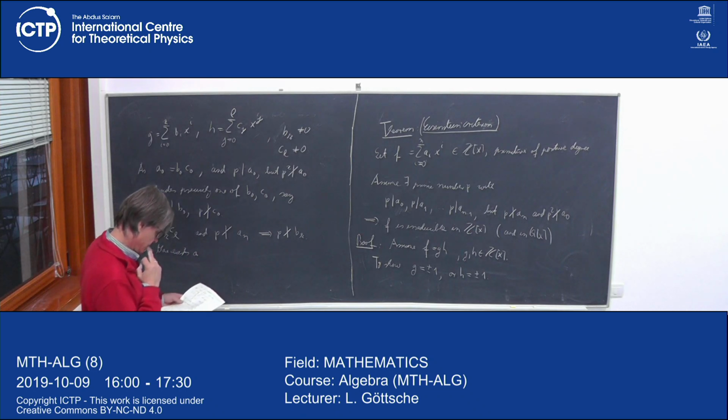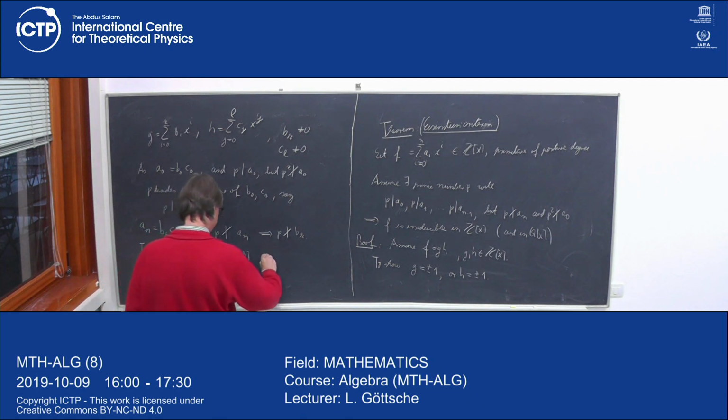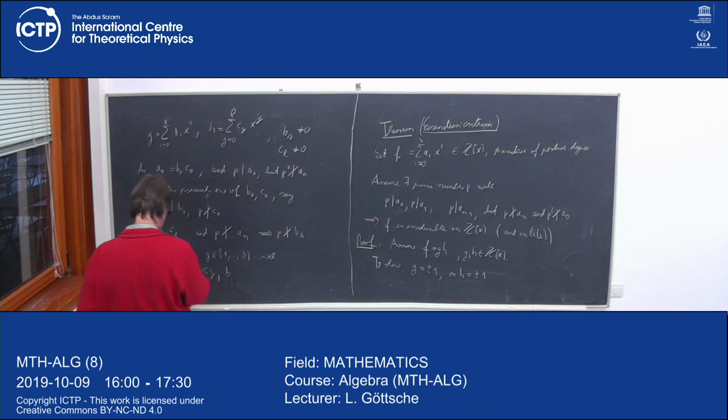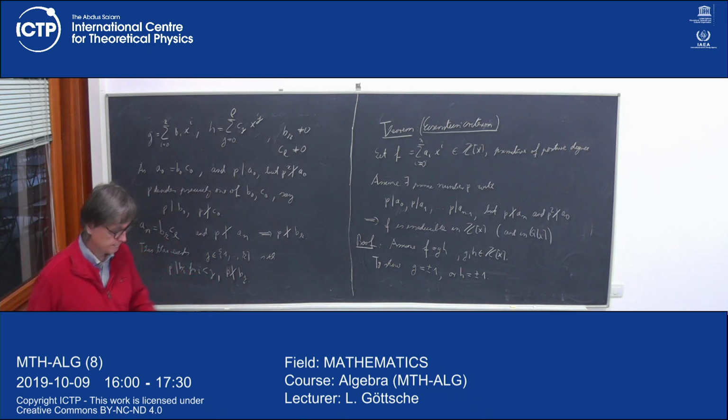a j, which must obviously lie between 1 and k, because it's not b_0, such that p divides b_i for i smaller than j, but p does not divide b_j. It's the first one it does not divide.